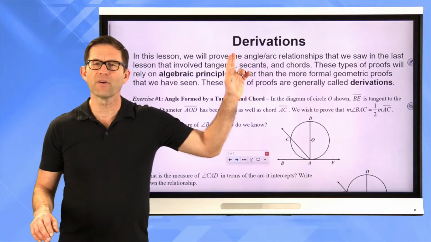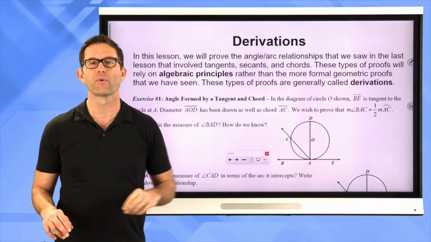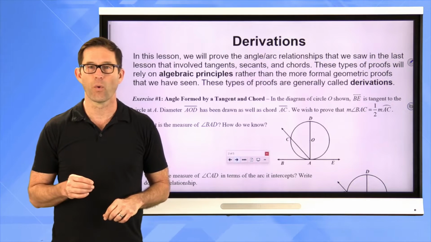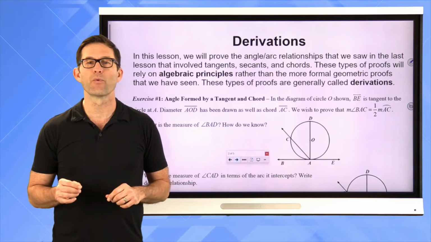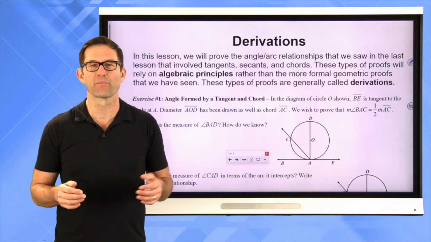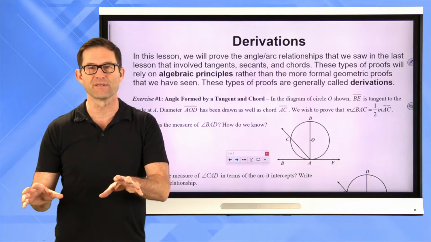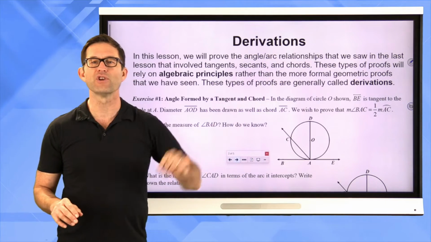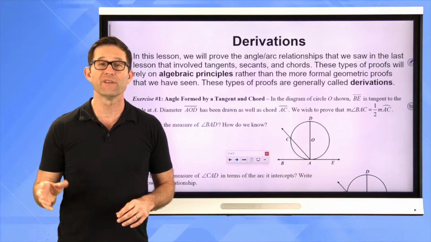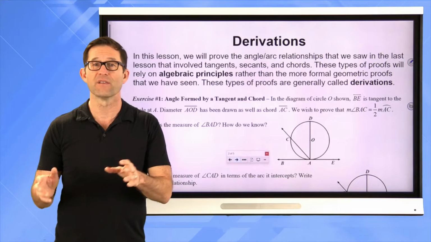Now, first, I want to talk about the word derivations. In this lesson, we will prove the angle-arc relationships that we saw in the last lesson that involve tangents, secants, and chords. These types of proofs will rely on algebraic principles rather than the more formal geometric proofs that we've seen, the T-table proofs with all the statements and reasons. These types of proofs are generally called derivations, and you see them all the time in the areas of physics and engineering when they derive formulas that they come up with.